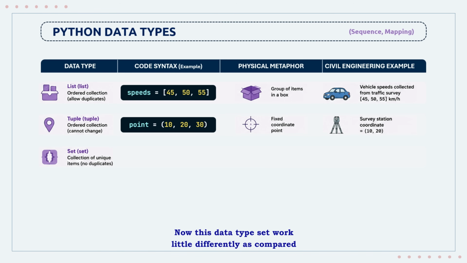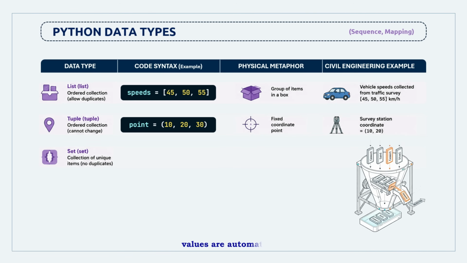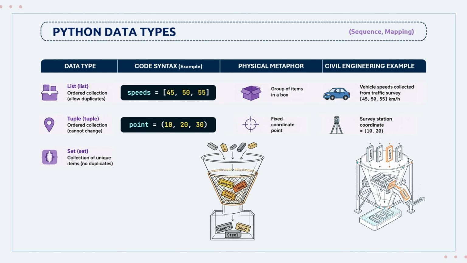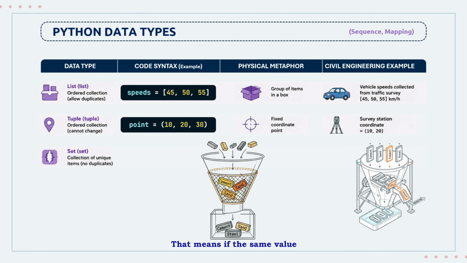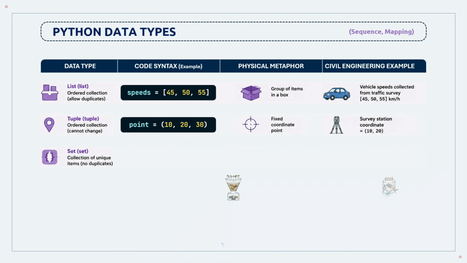Now, this data type set works a little differently as compared to list and tuples. In a set, the items are not stored in a fixed order and the duplicate values are automatically removed. That means if the same value appears multiple times, Python will keep only one copy of the value. This data type set is very useful when uniqueness is important.